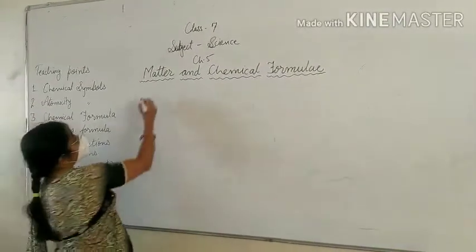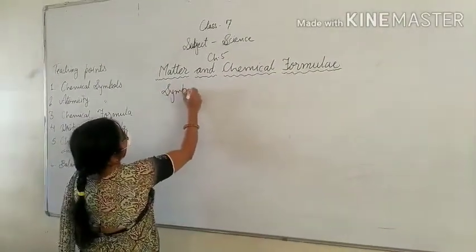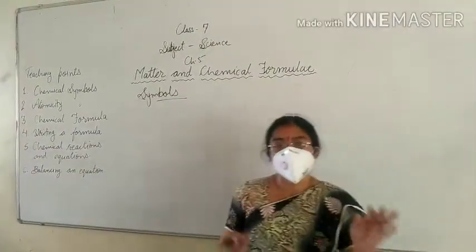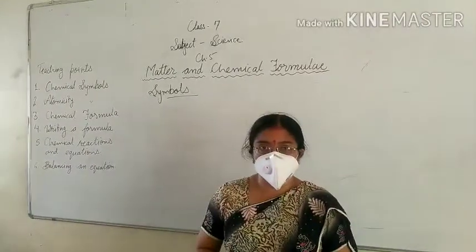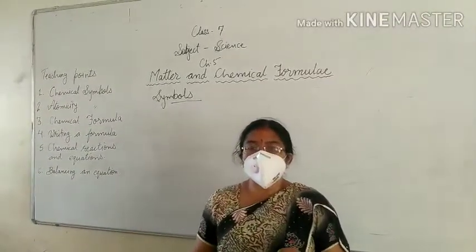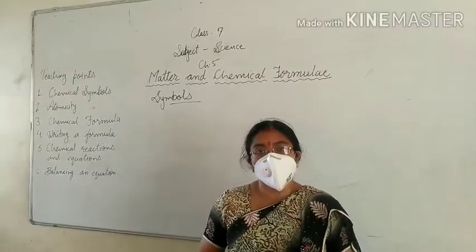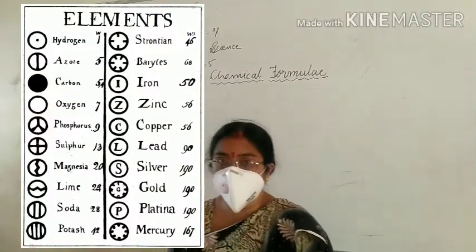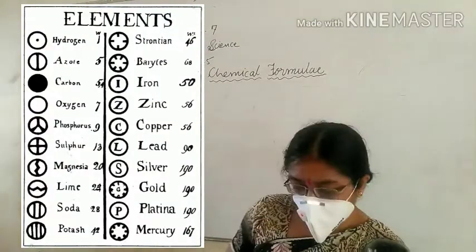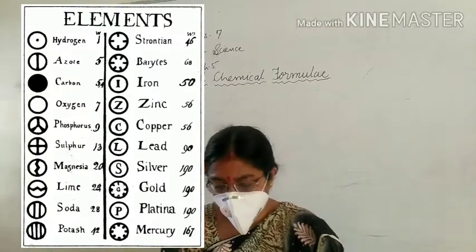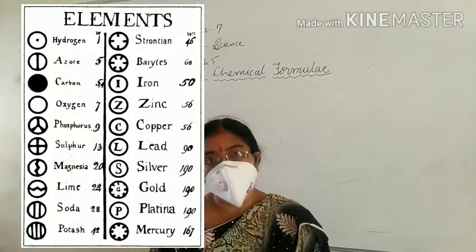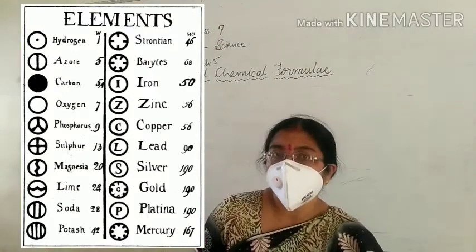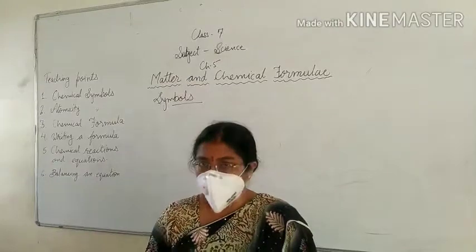First, we are starting from chemical symbols. John Dalton gave the pictorial symbols for 20 elements. At that time, he made different types of pictures for all these different elements. For example, for oxygen, he made a circle. In this picture, you can see, for hydrogen, he put a dot inside it. For nitrogen, a vertical line was drawn in between the circle. In this manner, he made different pictures for these 20 elements.